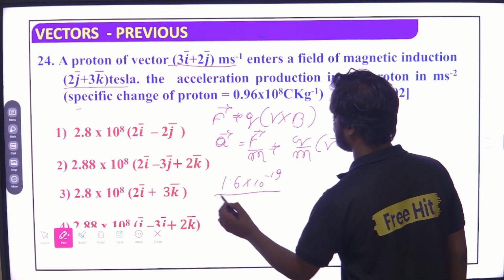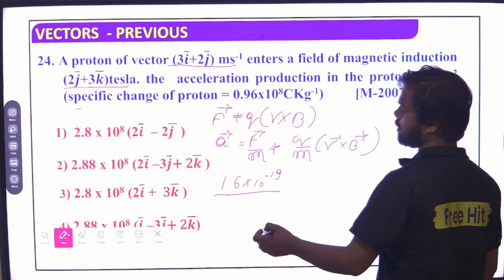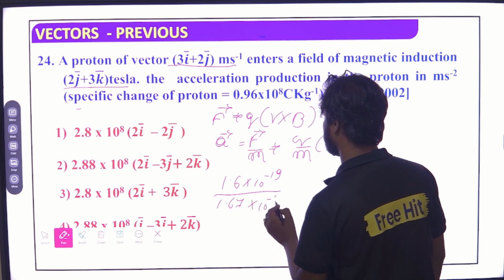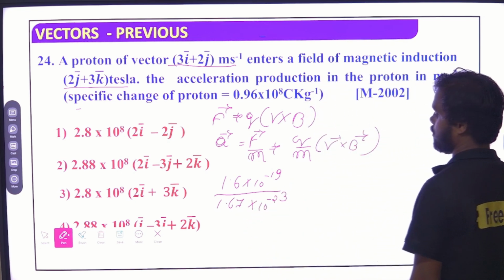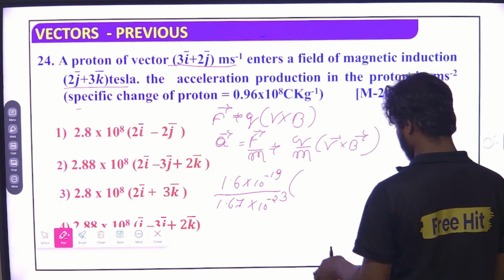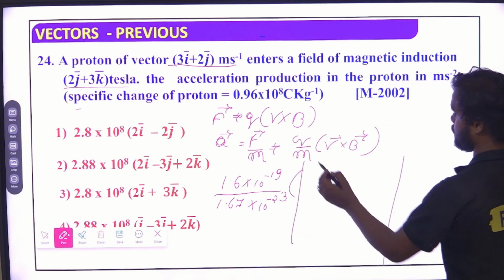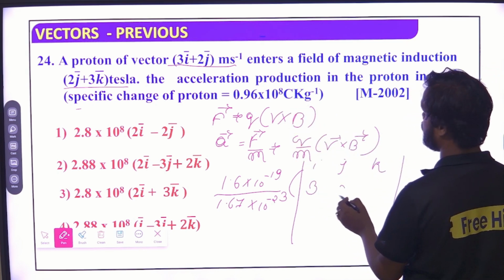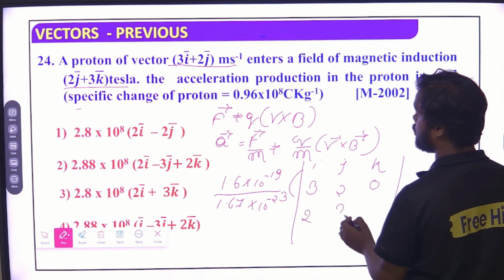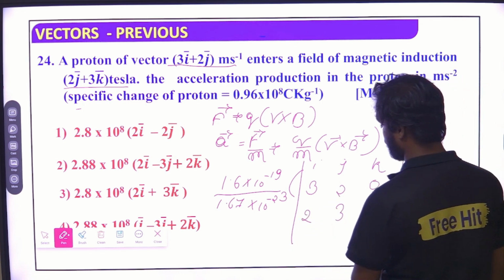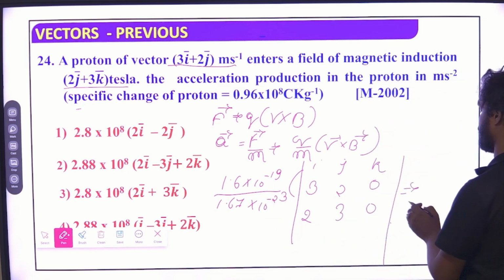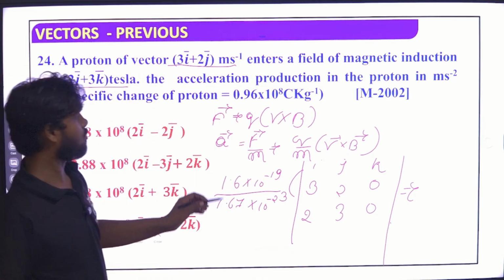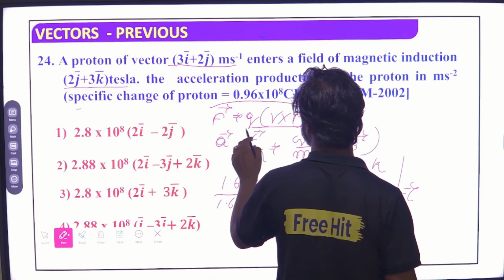That you have to remember. What is the mass of the proton? That is, I think, 1.67 into 10 to the power minus 23, into V cross B. How to do V cross B? I cap, J cap, K cap, then simply put the values 3, 2, 0, 2, 3, 0. Just do this and tell me what the answer is. Finally you will get the answer. Clear? Simple thing, you just require this formula.